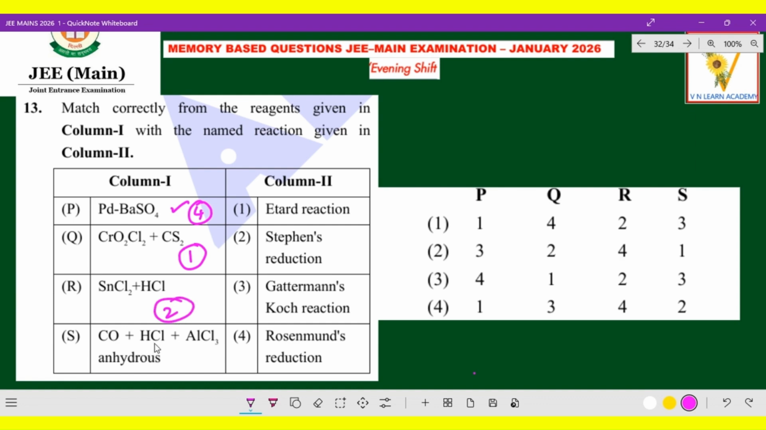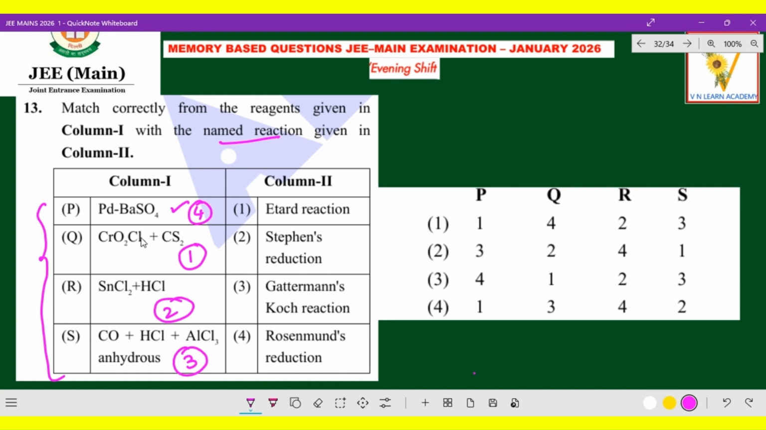And the next one, CO with HCl and aluminum trichloride. So this is the Gattermann-Koch reaction. In the Gattermann-Koch reaction, benzene is converted to aldehyde. So all of them, they have mentioned, come from aldehyde only. So this is third one, Gattermann-Koch. See, all these questions are taken from named reactions, and in the next one, the reagent, you have to find out.